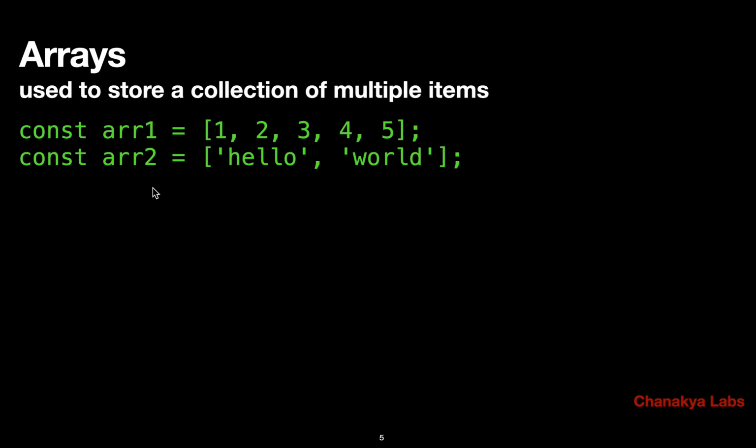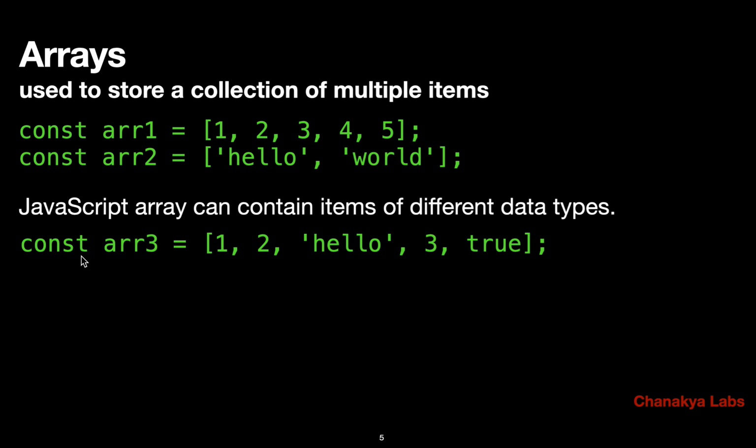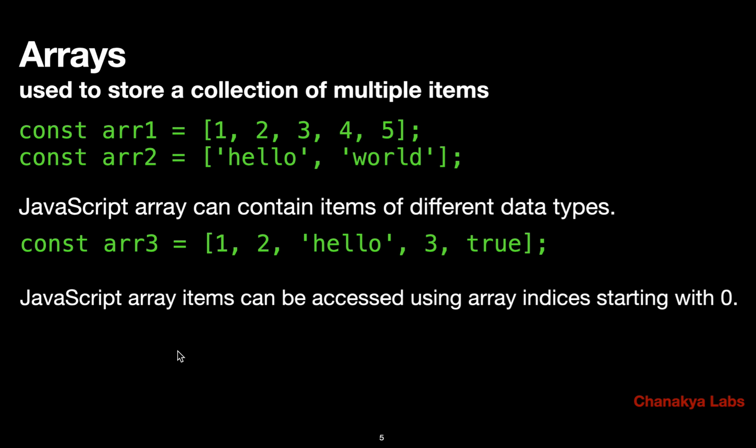So in fact, in case of arrays, you can have different items with various types in the same array, something like this, that you can see: 1 comma 2 comma hello comma 3 comma true. So you can see that string, number, boolean are all in the same array. So that is fine. This restriction is not there in JavaScript, and in JavaScript this type of array is perfectly valid.